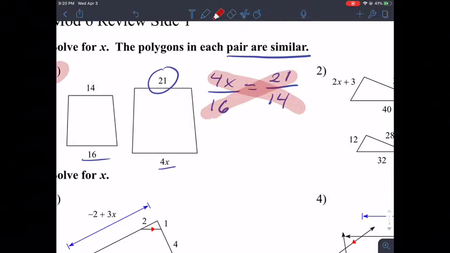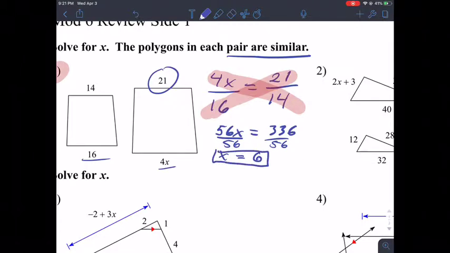Give me a sec while I put that in my calculator. You guys can find 16 times 21 for me. So 4 times 14 is 56. If you guys found 21 times 16, you should have got 336. You want to find what x is. So you're going to divide both sides by 56. So 336 divided by 56 should get you 6. That's your answer.